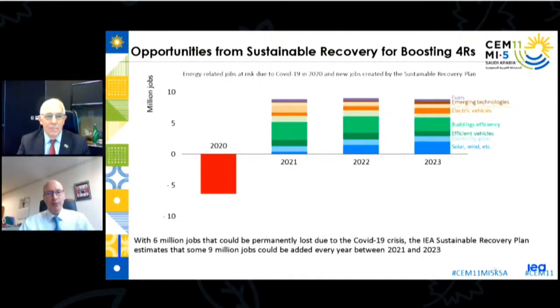With our sustainable recovery plan, we not only point out a number of areas in efficiency, system integration of renewables, and a variety of other technologies that can be deployed, not only good for the environment and good for climate, but very powerful for job creation. What you see in front of you is that in 2020, we're predicting about 6 million jobs lost because of the COVID-19 crisis. The sustainable recovery plan that we put on the table has 9 million new jobs in 2021, 2022, 2023, and you see the distribution of those jobs. Next slide, please.